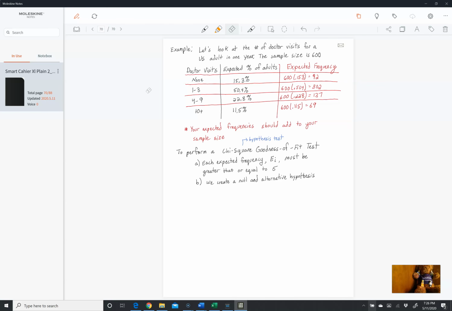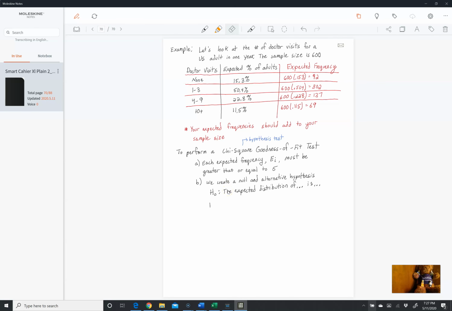Okay, so the null hypothesis is simply saying the expected distribution of whatever we're doing. So the expected distribution of the number of times U.S. adults see doctors is 15.3% go never, 50.4% go 1 to 3 times, 22.8% go 4 to 9 times, and 11.5% go more than 10 times. Okay, that's the null hypothesis.